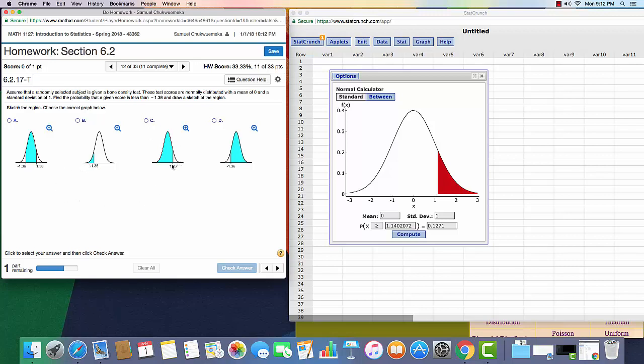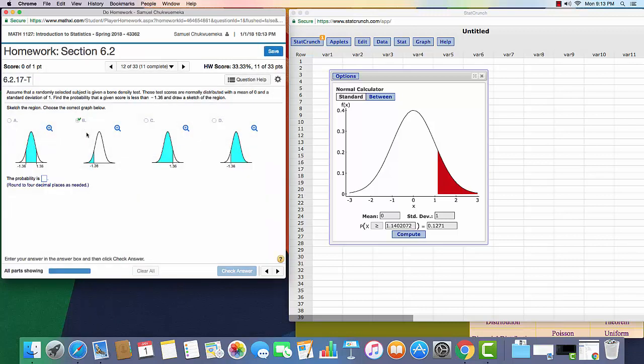Option C is the probability that the z-score is less than 1.36. Or you can say area to the left of 1.36. Option D is the probability that the z-score is greater than negative 1.36. Or you can say area to the right of z equal to negative 1.36. Okay, so actually this is B.